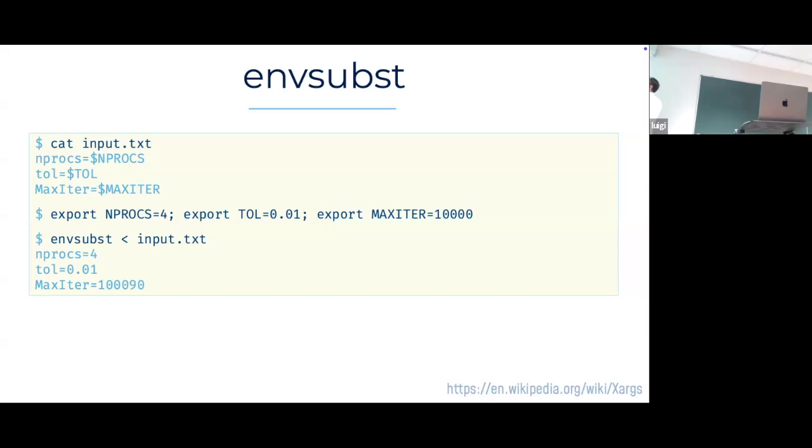So assume here that I need a file called input.txt, and in the file I have 3 variables defined: nprox, toll, and max iter, just made up for the example. And I need to submit multiple jobs that all have different values for these 3 variables. So I can write the input.txt like this. I can set up variables in the environment that have actual values that I want. And with envsubst, I can insert all the values where the corresponding variable is written. Okay.